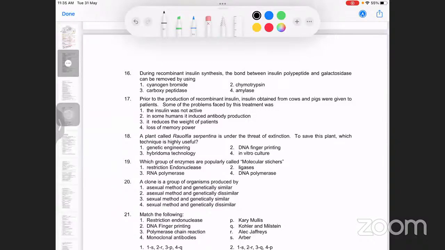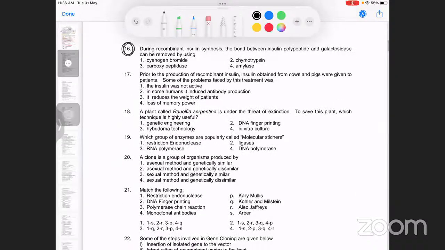So I'm not aware of this. Okay, so the answer scheme says amylase, but it will not be digesting. I will just refer and come back. I'm not sure of this.